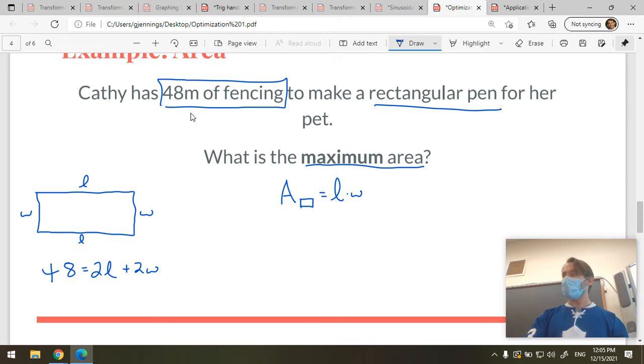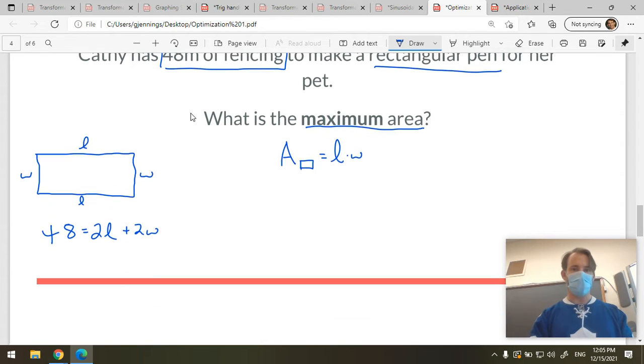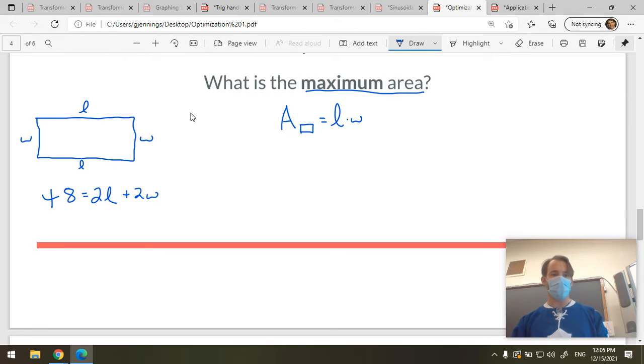So I want to write down what I know and work towards what I don't know, which is what's the optimal dimensions. It's going to be a square, but we're going to prove it by doing this. Next, to simplify this, what I'd like is to express one of length or width as an expression of the other one. So here, I'm going to divide the whole equation by 2. So let me move it up a little bit. I'm going to divide the whole equation by 2, so I get 24 equals L plus W. Does that make sense?